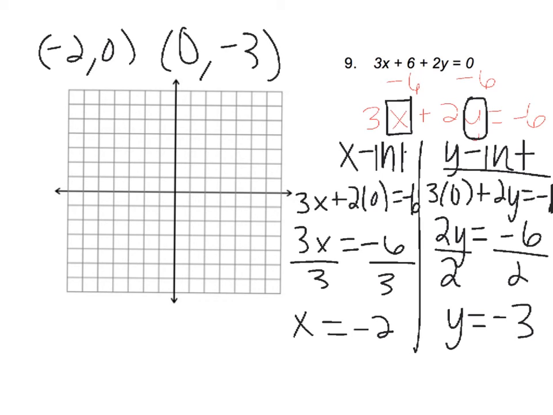Now when I go to plot these points, I've got negative 2, 0 right here, and I've got 0, negative 3 right here, and then my last move is always to draw that line. And put the arrows on the end, because it goes on forever. But there's that graph of that line.